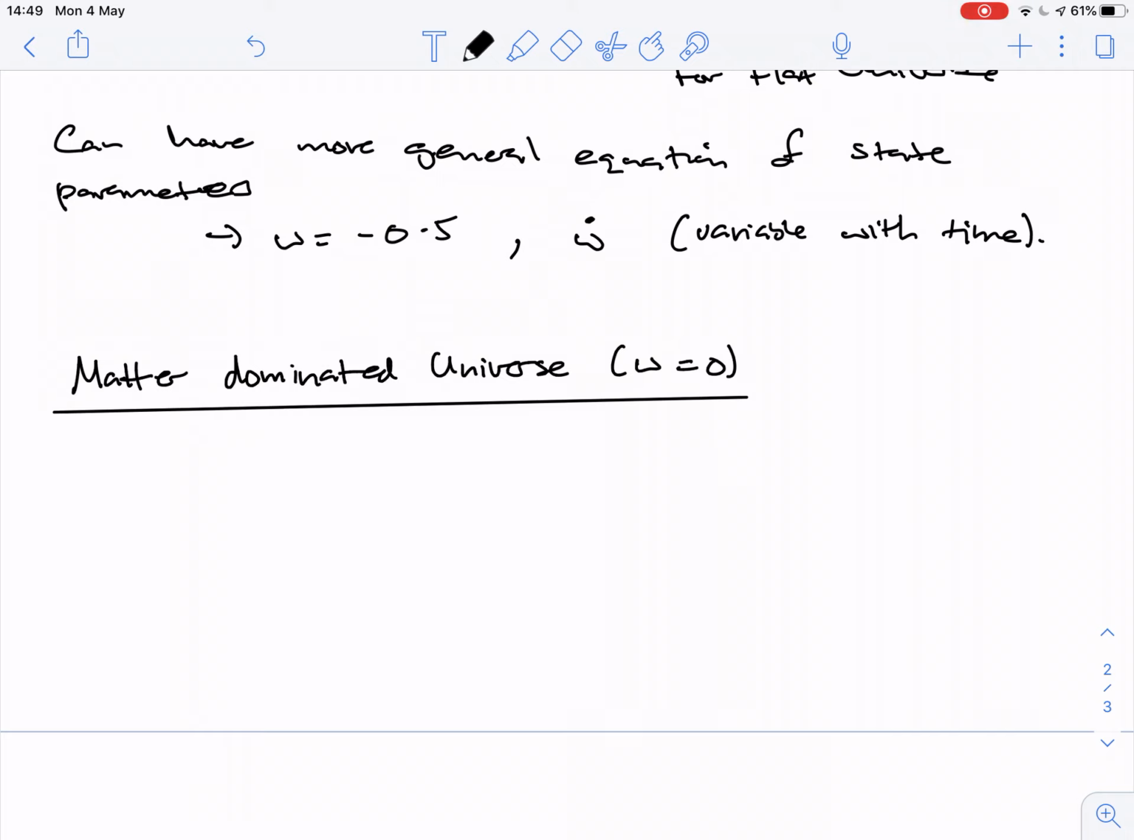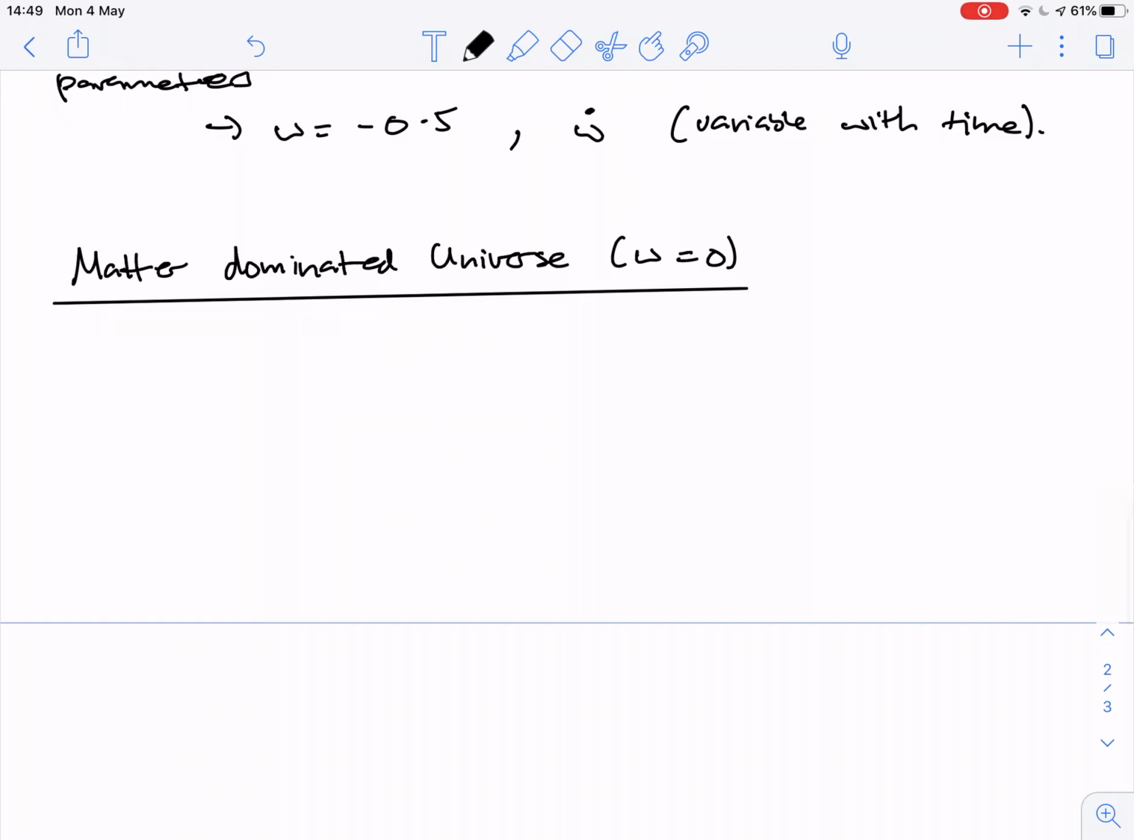What I'm actually going to do is show you slightly different ways of doing it in each case, but in principle the same steps can be done each time, so you can pick whichever one you feel more comfortable with. So, for a matter-dominated universe, let's do the following.